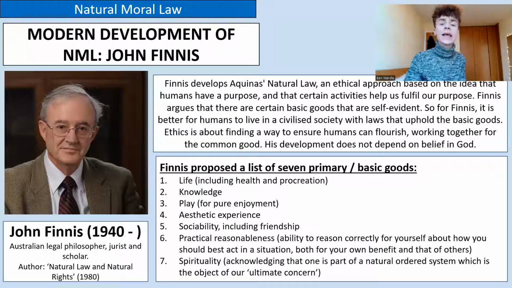He proposed this list of 7 primary or basic goods in life, and they are life itself, preservation of life, basically, knowledge, play, aesthetic experience, sociability, practical reasonableness, and spirituality. So he's built upon these ideas that stretch back thousands of years, literally over 2,000 years. He's then built upon Aquinas' ideas, and he's arrived at this 20th, 21st century approach to natural moral law.